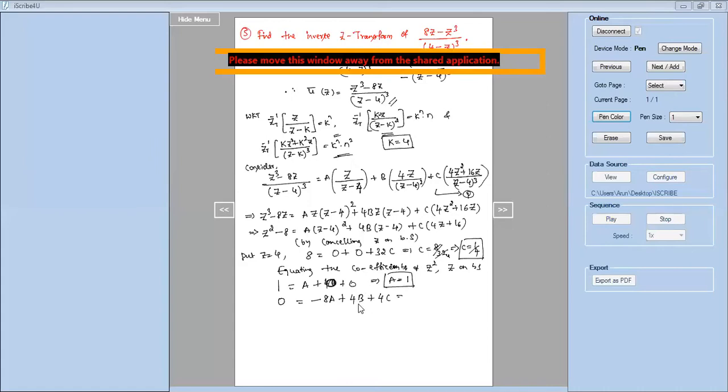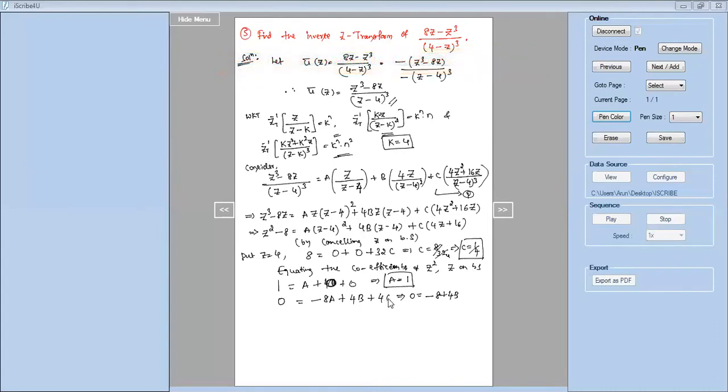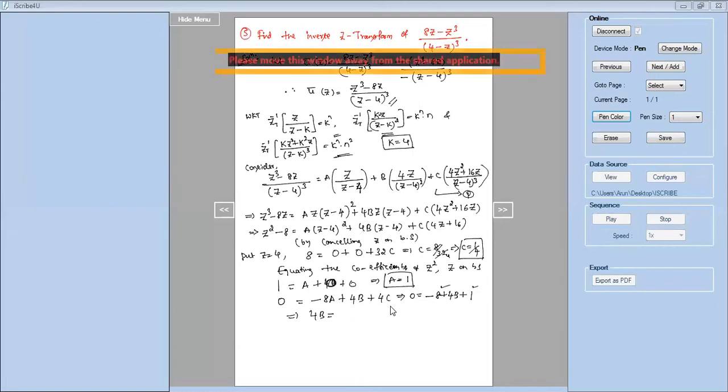This implies 0 equals. See, a is 1, so it becomes minus 8 plus 4b. And c is 1 by 4. If I put 1 by 4 here, 4 gets cancelled, we get 1. So therefore we get 4b equals, say 4b equals, this is minus 8 plus 1, minus 7.